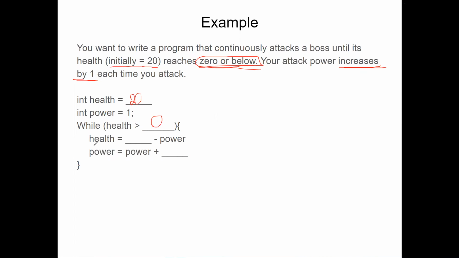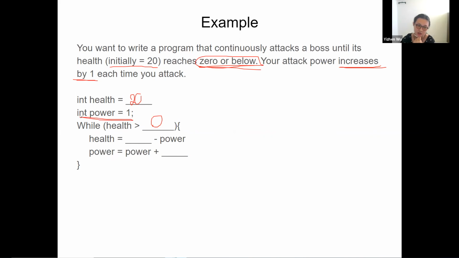The next blank is a little bit challenging. Initially our power is 1, right? That's our initial condition. So every time we attack, we want to subtract the power from something. Power is basically how much damage you will deal to the boss. So what will this blank be? Each time we attack, where do we subtract the damage from?